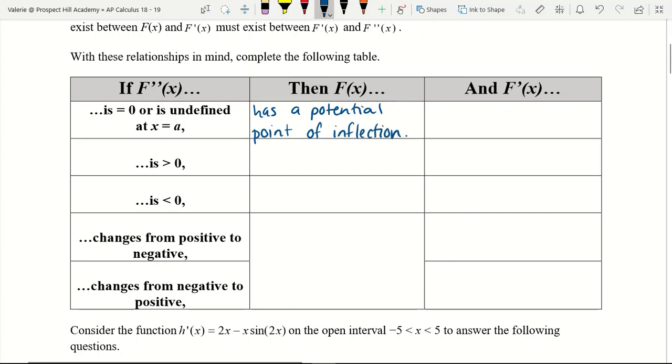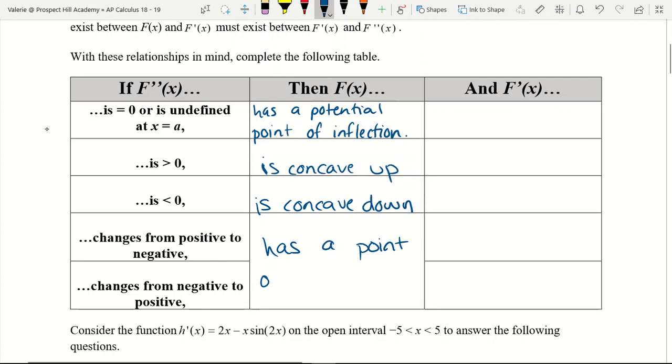If f double prime of x is greater than 0, then f of x is concave up. And if f double prime of x is less than 0, then f of x is concave down. And if f double prime of x changes from either positive to negative or from negative to positive, then f of x has a point of inflection, which we can call POI.